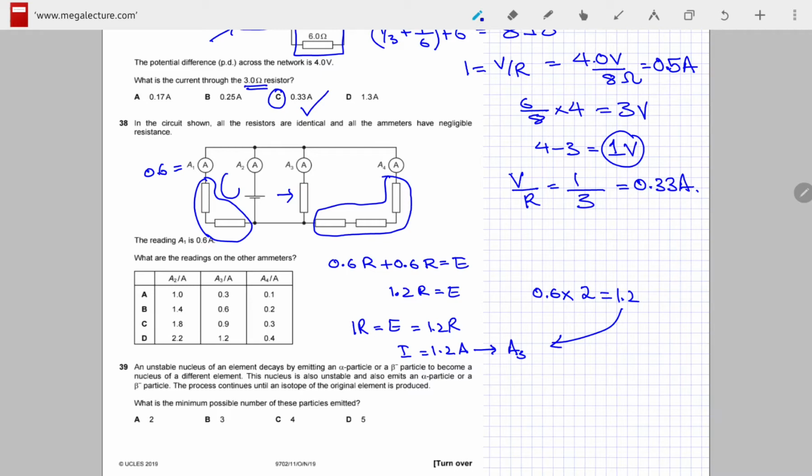And the reading on A4 would then be 1/3 of the reading on A3. 1/3 of 1.2 is 0.4 amperes. So the total current in this circuit is 0.6 plus 1.2 plus 0.4, which turns out to be 2.2 amperes. So the correct answer to this question is option number D. A2 is 2.2, A3 is 1.2, and A4 is 0.4.